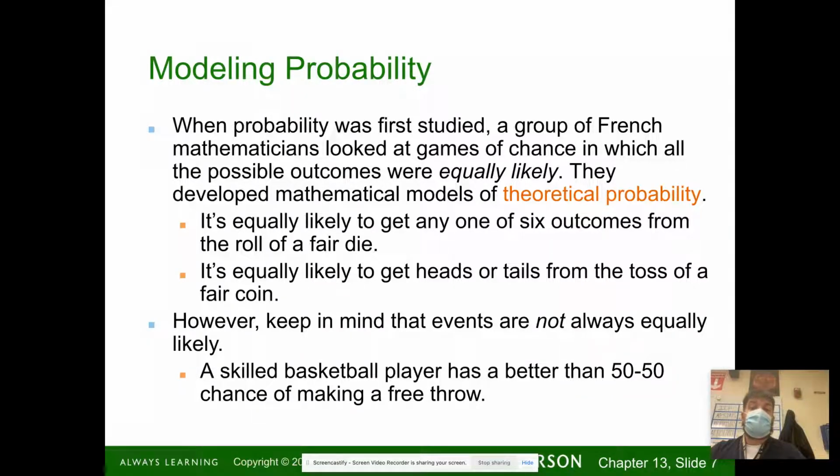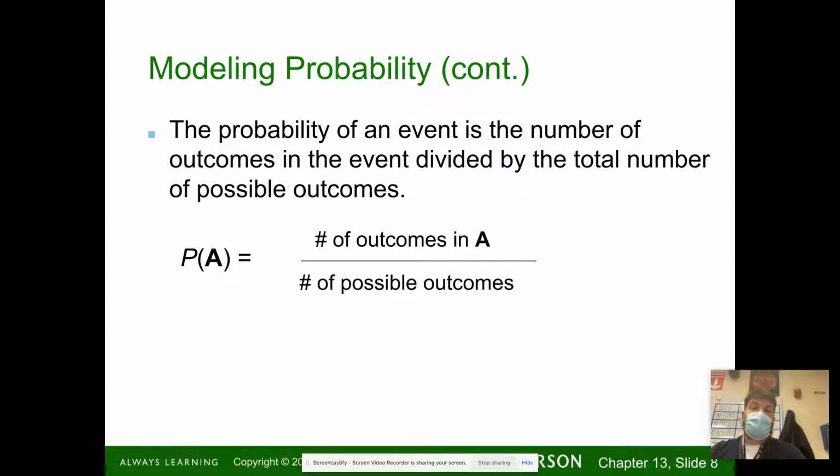Now, it's equally likely to get heads or tails if I toss a fair coin. There was a study done, I think on pennies, a long time ago, and it said there's a slight advantage to getting one over the other, just because of the way the coin was minted. But we're talking about a fraction of a percent. However, keep in mind that events are not always equally likely. A skilled basketball player has a better than 50-50 chance of making a free throw compared to somebody who has never played basketball.